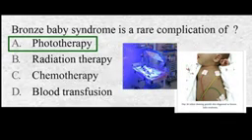Bronze baby syndrome is a rare complication of phototherapy for neonatal jaundice, occurring due to modified liver function, particularly cholestasis of various origins. Bronze baby syndrome is the dark grey-brown pigmentation of skin, mucous membrane and urine following phototherapy. Hepatic dysfunction has to be there for this condition to be present.